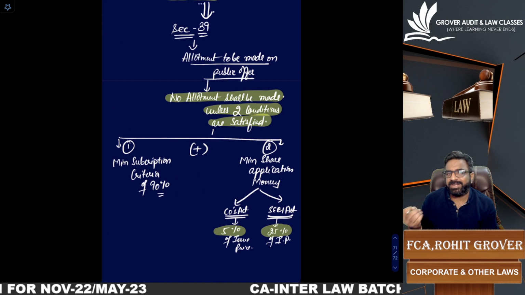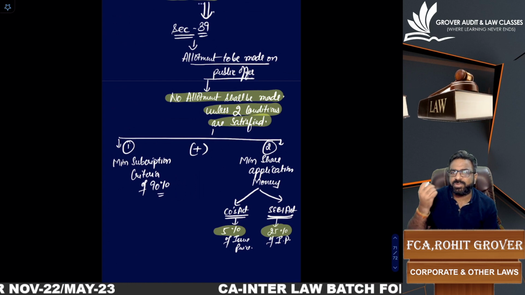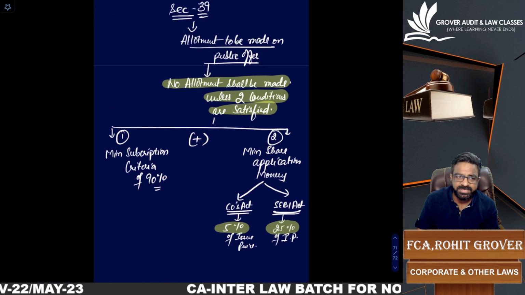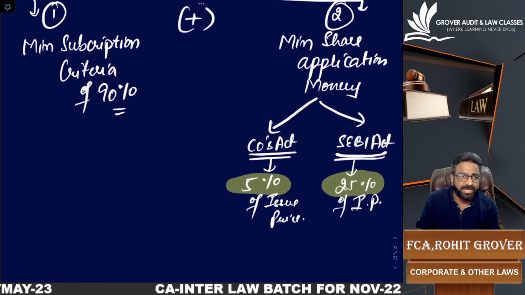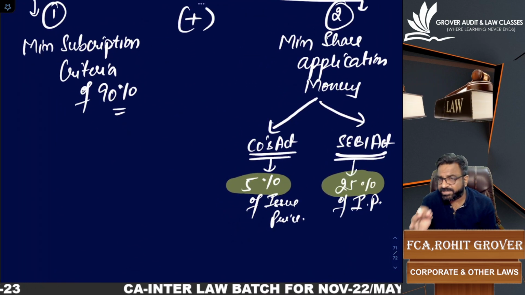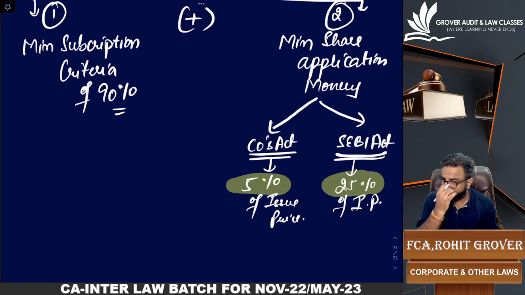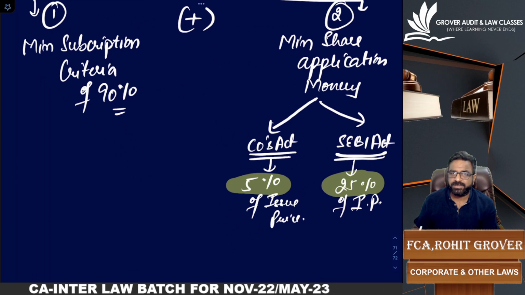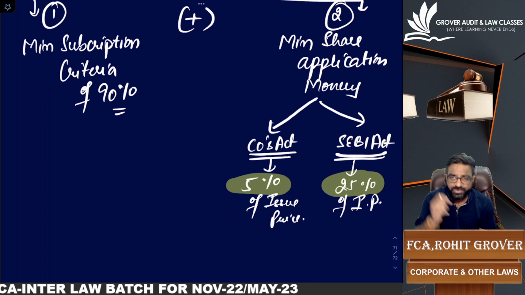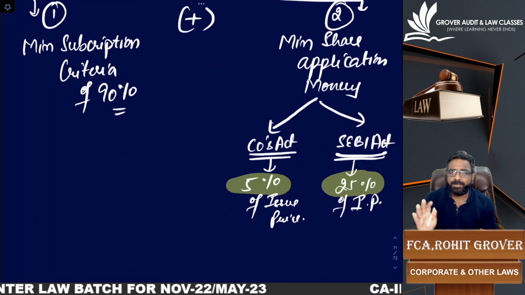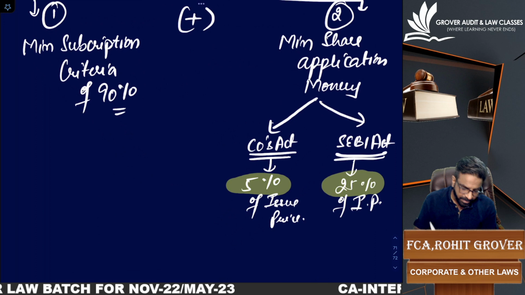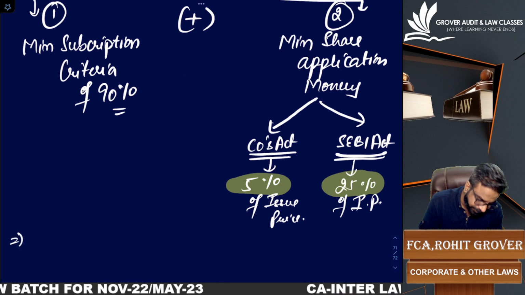So section number 39 says that no allotment shall be made unless two conditions are satisfied. What are the two conditions, sir? Minimum subscription criteria of 90% and minimum share application money: under the Companies Act 5% of the issue price or under the SEBI Act 25% of the issue price. Right or not? If any of these two conditions are dissatisfied, is allotment allowed or null and void? Null and void.